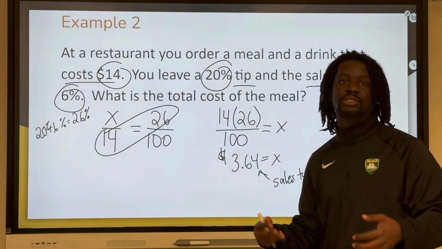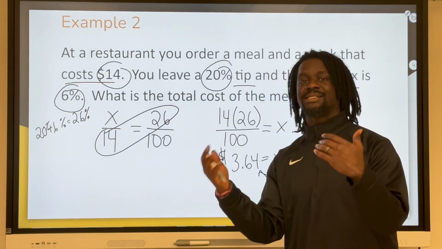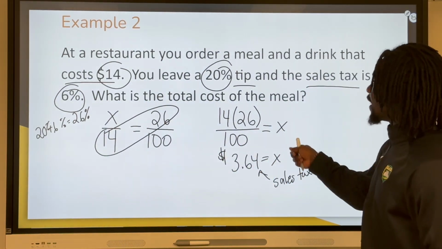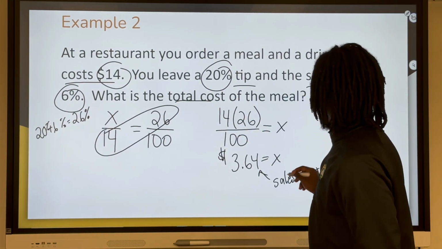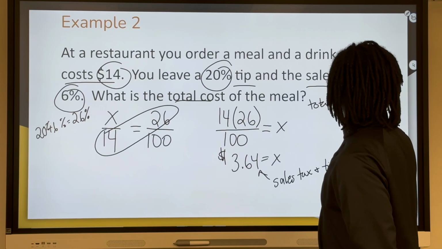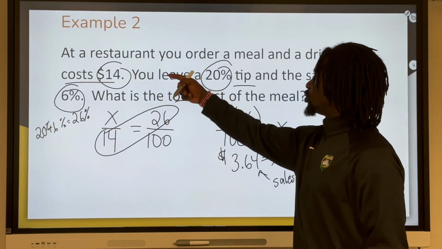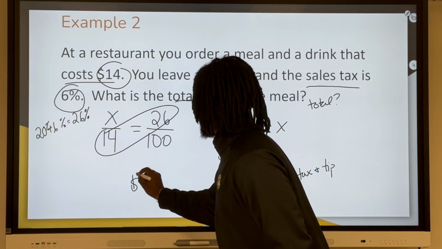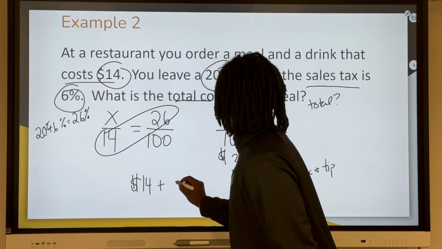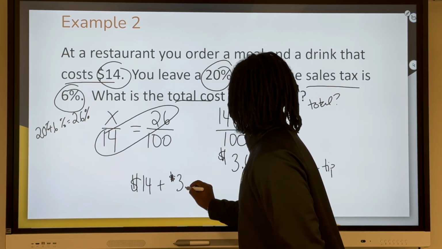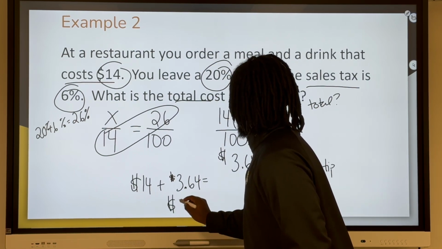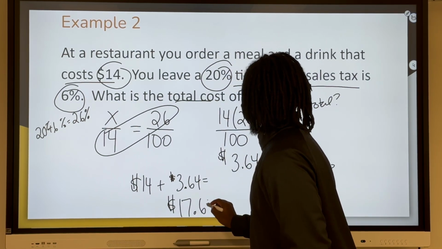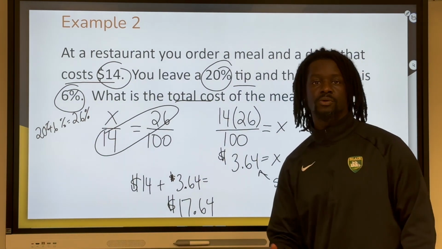And again, this price right here is the sales tax and the tip together, right? Because we added those together. So we get both the sales tax and the tip. Now, in order to figure out the total cost, right, I'm looking for the total. I have to add this to my original cost. So I got $14 plus the $3.64. And when I do that, I'm going to get $17.64 as my total.